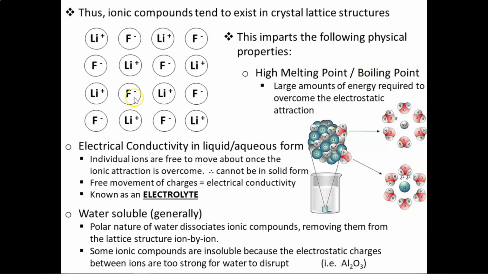Let's look at this fluorine anion, for example. In order for you to remove this fluorine anion from this crystal lattice structure, you'd have to overcome all the electrostatic attraction from the lithium cations surrounding it in order to pull it out. And that's a large amount of energy required to do that. Hence the high melting point and high boiling points for these ionic crystals.